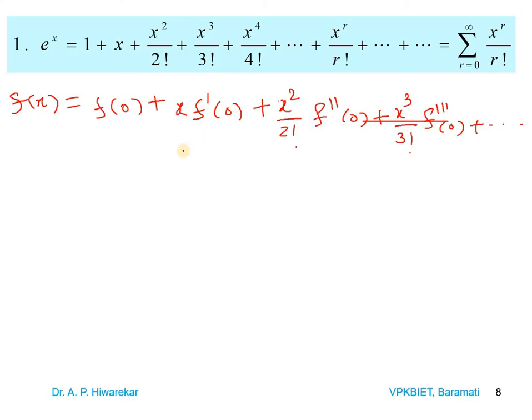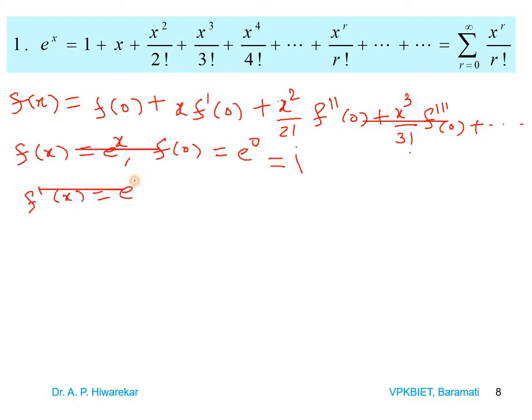So that is the expansion of function f(x), that is called Maclaurin's formula. What do we have here? We have f(x). What is the value of f(x)? e power x. Then what will be f of 0? f of 0 will be e power 0. And what is e power 0? e power 0 is 1. So f dash of x is equal to the derivative of e power x, which is e power x.